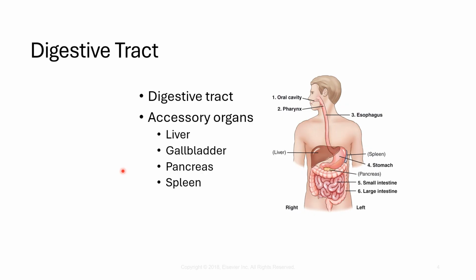They also go through the digestive tract, and they talk about the digestive tract along with the accessory organs of digestion, which are the liver, the gallbladder, and the pancreas. The spleen is not actually part of the digestive system, but part of the lymphatic system. They list it in here because the spleen is located within the abdomen, though it is not part of the digestive system.